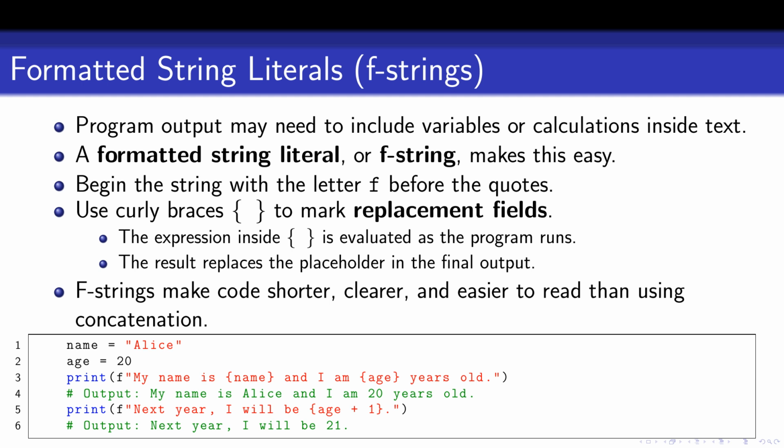On the slide, the examples show how f-strings can include variables, arithmetic expressions, or even debugging with the equals sign, where Python displays both the expression and its result. F-strings are the recommended way to format output in modern Python.